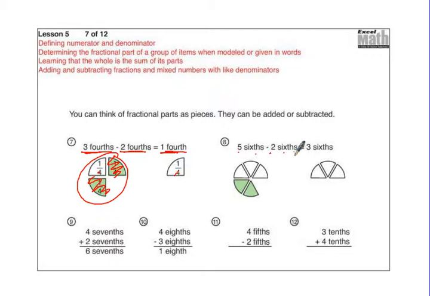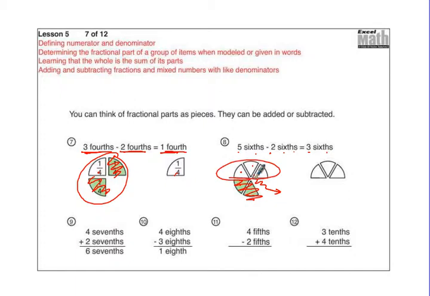5/6. Take away 2/6 equals 3/6. Here's like a pizza cut into 6 pieces. One of the pieces is missing. Somebody already ate it. And so you have 5 pieces left here. That's 5/6. And if we take 2/6 away, we're left with the 3/6 there.